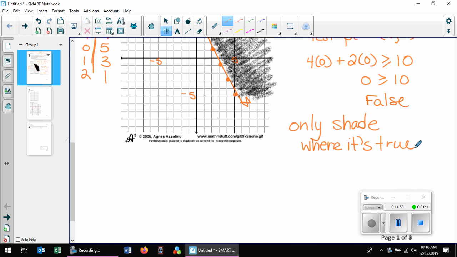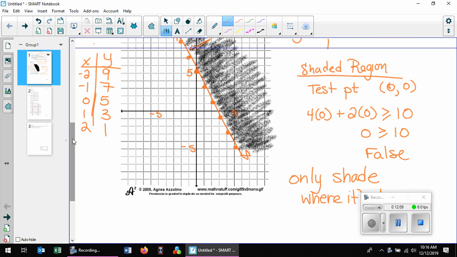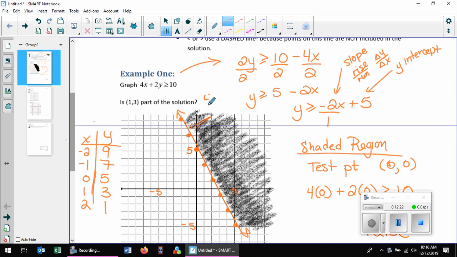Okay, so the question asked is whether (1, 3) is part of the solution. So I'm going to go back to this. Over 1, up 3. That's actually on the line. But it's a solid line, so it is equal to. So the answer to this question is yes.